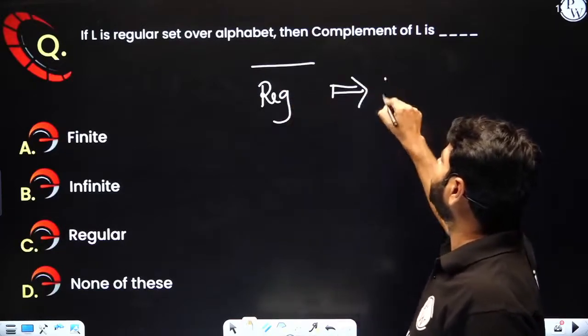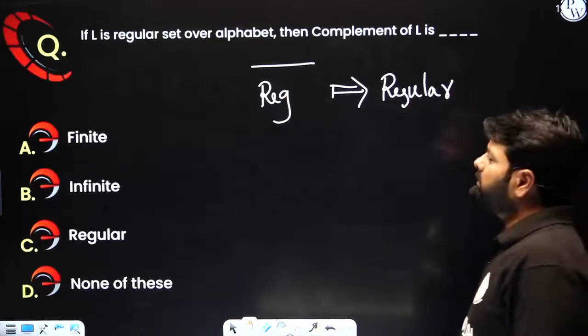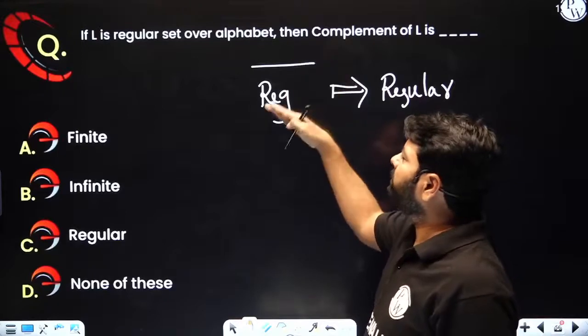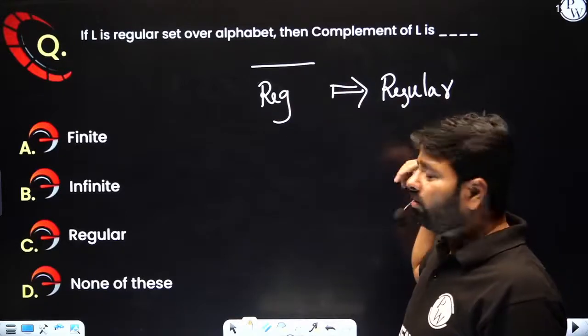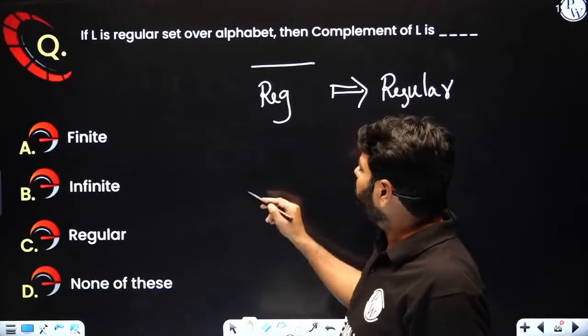You will always get regular. The complement of a regular language is always regular. Okay. Now what is the proof that I am talking about?